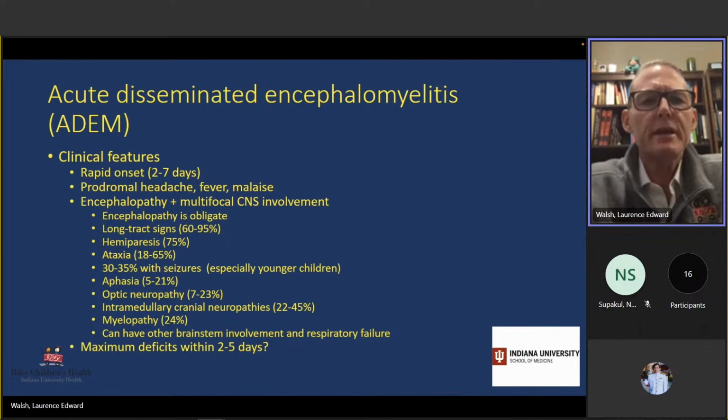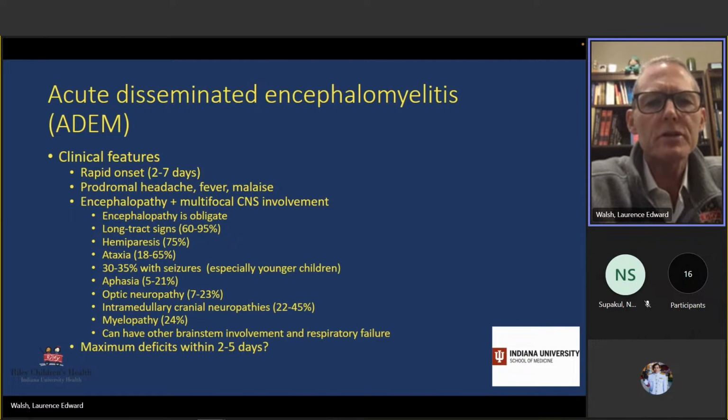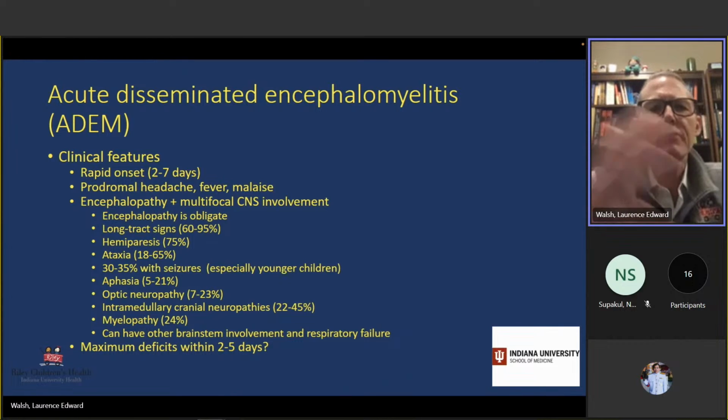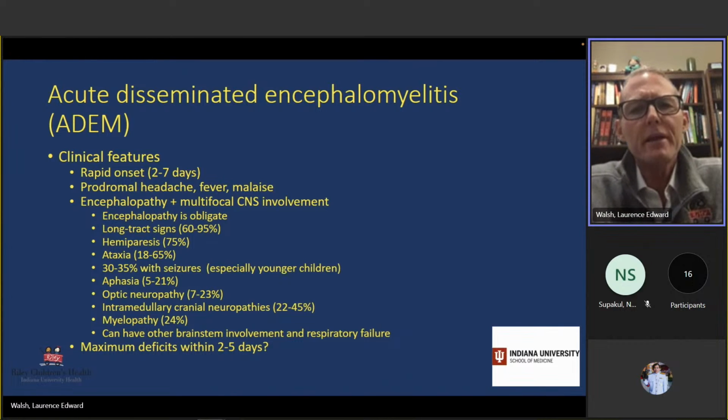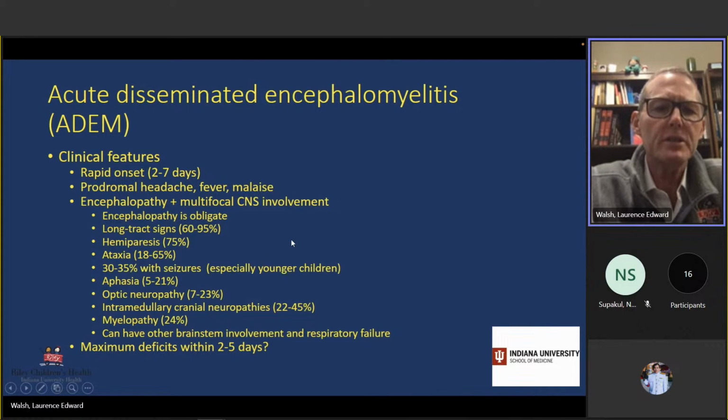So how does this present? So rapid onset, not immediate acute, but very rapid over the course of a couple of days to a week. They often will have, apart from the viral infection that has come and gone, some prodromal headache, fever, not feeling good, and then they have encephalopathy plus multifocal CNS involvement. And you guys can read these, but motor problems predominate, plus ataxia. The interesting thing about young children is there's a pretty substantial number that have seizures.